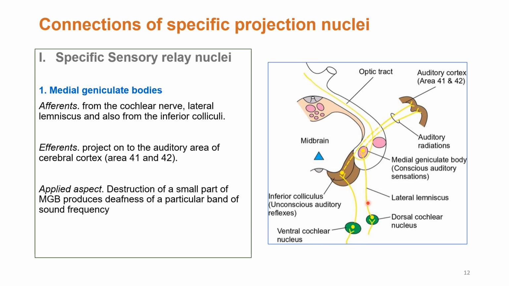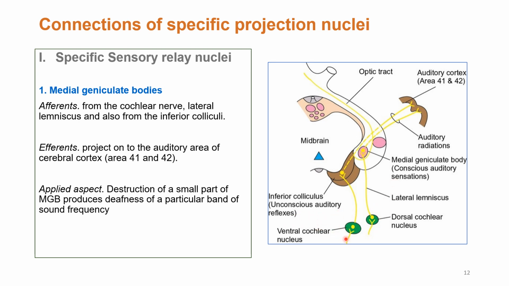So here you can see the inferior colliculi and the medial geniculate bodies. These are the cochlear nerves, which relay in the cochlear nucleus. From there, they form the lateral lemniscus, which will come to the medial geniculate body. Here, conscious auditory sensations are processed. Then the inferior colliculus is for unconscious auditory reflexes.